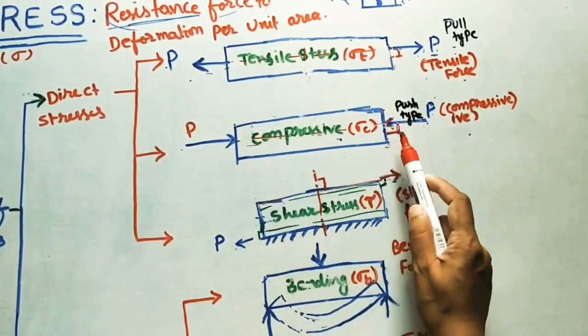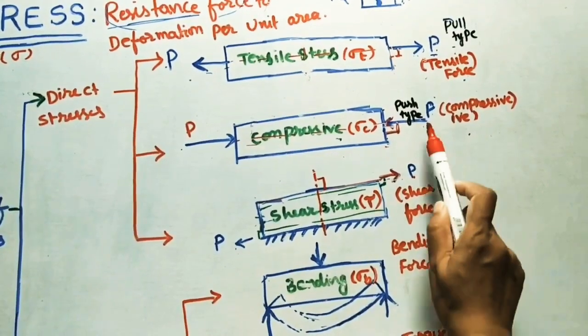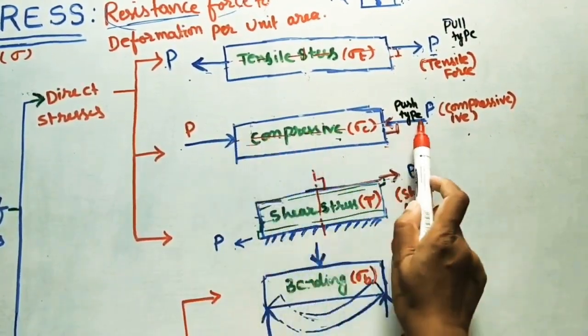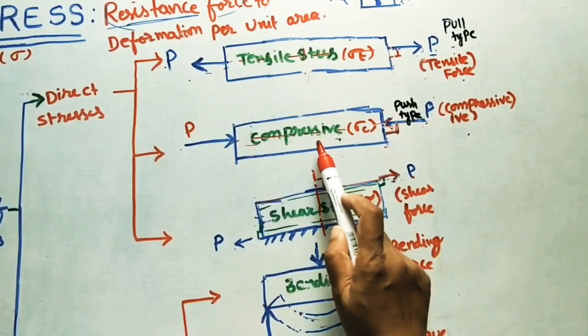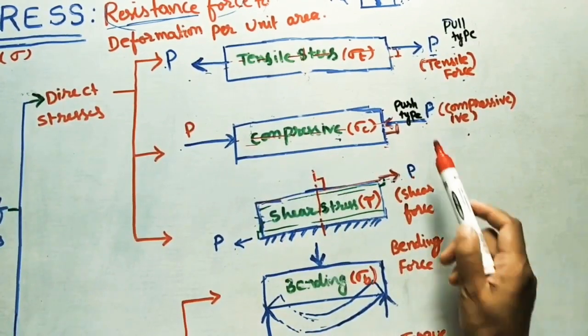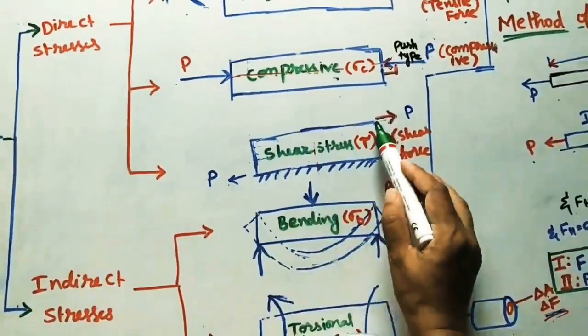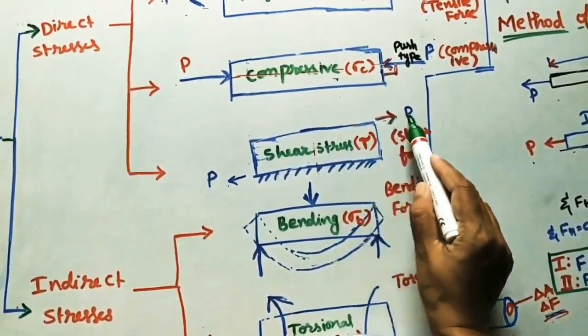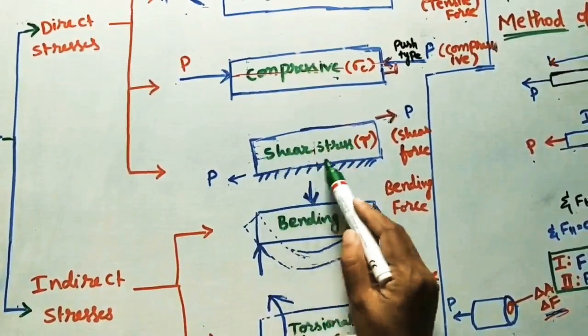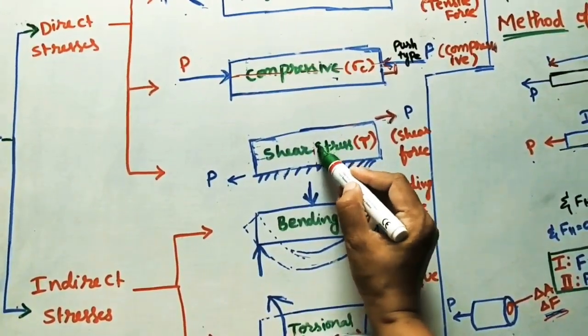Whatever dimension we are taking, it will compress. Here also force is acting along the axis. So this compressive stress we can call axial stress also. Here the applied force is perpendicular to the surface. Now we are applying the force, shear force, parallel to the surface. The stress developed inside the body is shear stress.